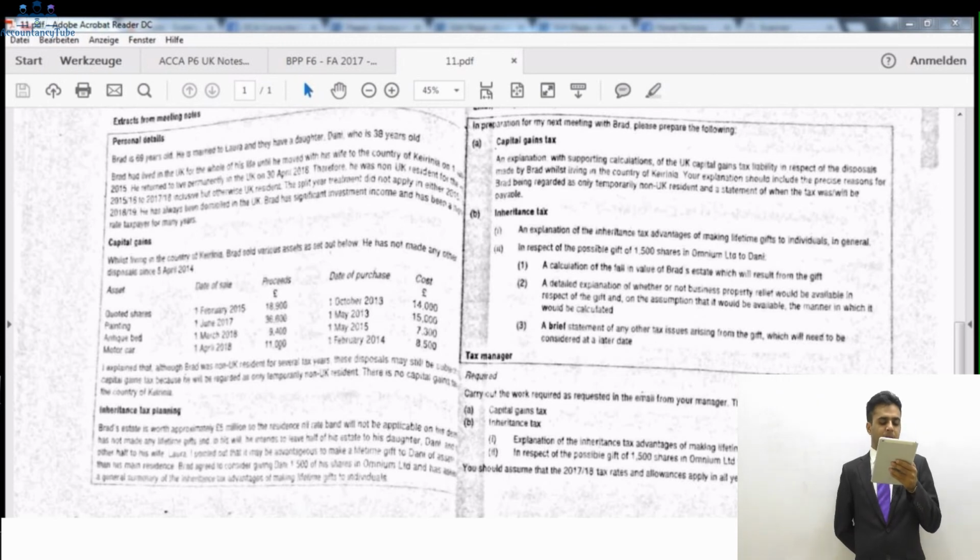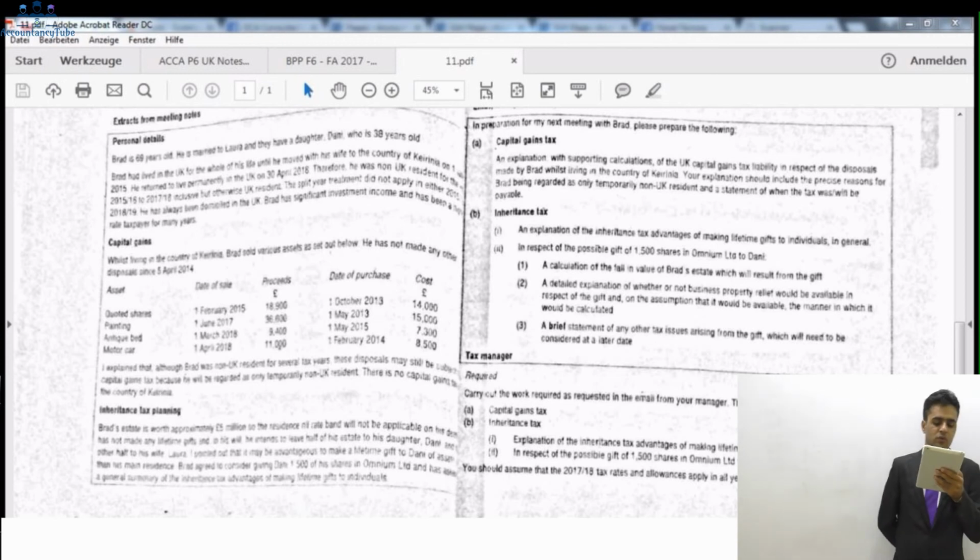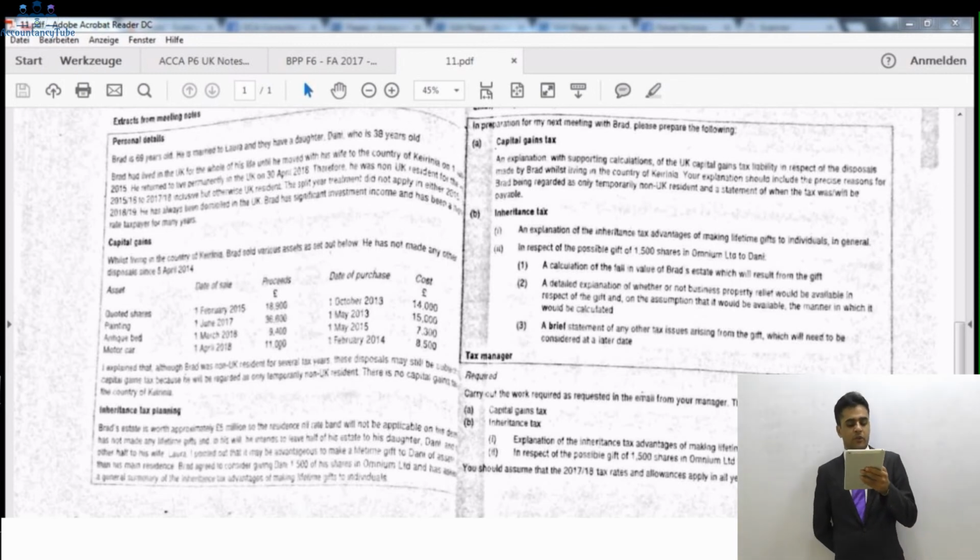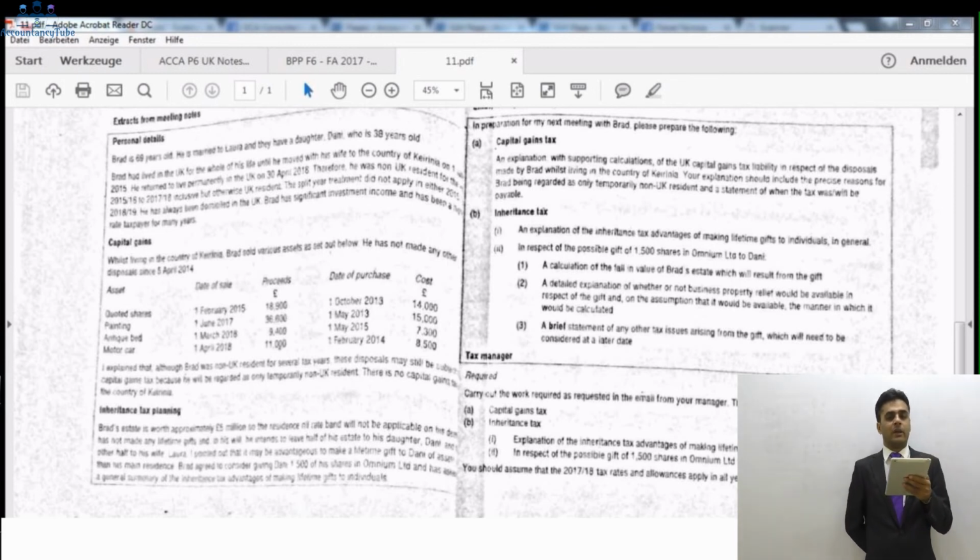Then after that it says painting. Now, the painting's date of sale is 1st of June 2017, when he was not present in the UK. He sold for 36,600 and the date of purchase is 1st of May 2013. So this will be taxable in the year of return because it was sold just before he came back to the UK. So 36,600 is the sales proceeds, 15,000 is the cost. The remaining amount is our gain. We'll deduct the annual exempt amount out of that, and if there is anything left, then that would be taxable at the rate of 20% because he's a higher rate taxpayer.